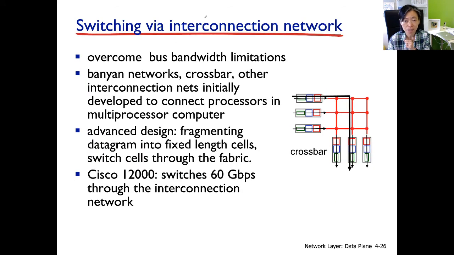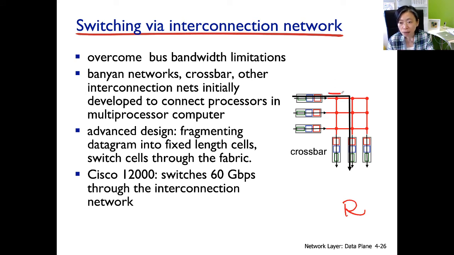The last architecture is this interconnection network, or the crossbar network. The architecture looks like this. So the input ports are connected to a network, and then output ports are exit points of the network. So you see potentially this. Yeah, these red lines are buses, okay? Bus speed can still be R, all right?